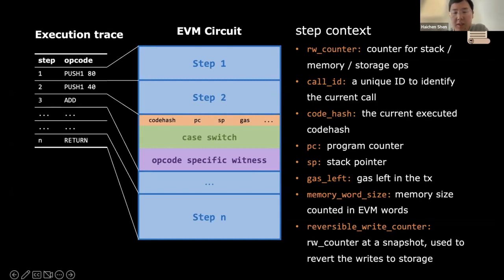This is actually a snapshot of the RW counter that is used to revert the writes to the storage. It means that when you call into another smart contract and it fails internally, you need to revert the writes it did within that range. Then you use this reversible write counter to revert the changes you wrote to the storage.